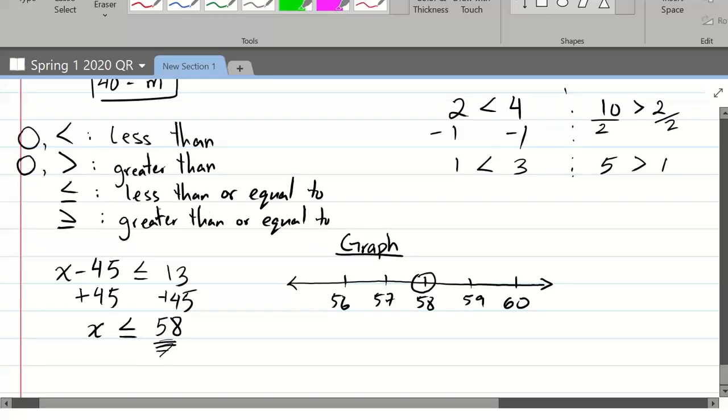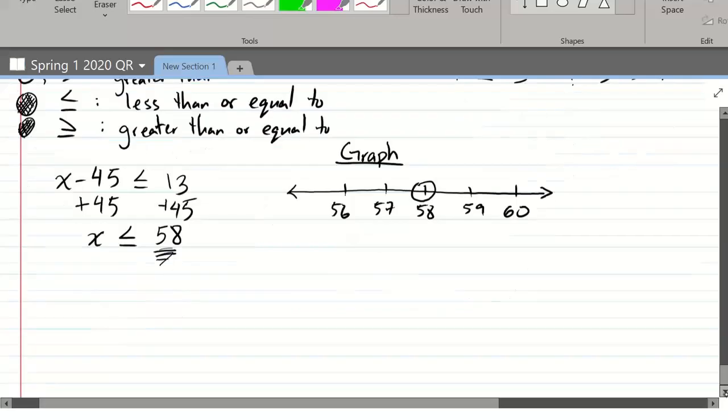Whenever you're talking about less than or equal to, or greater than or equal to, it's always a closed circle, right? This means it could be that number or less than, or it could be that number or greater than. And the open circle means it can't be that number, but it could be everything less than that number, or the greater than one. It can't be that number, but it could be everything greater than that number.